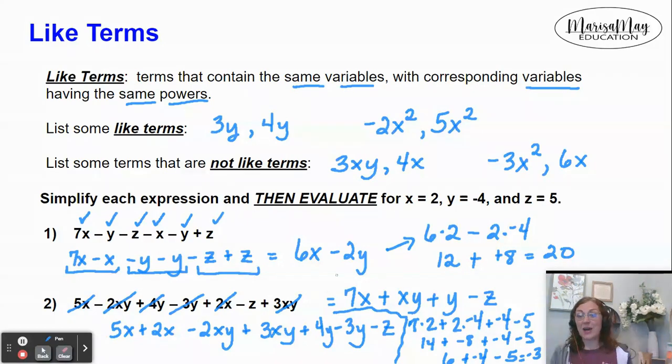And that finishes up. So remember, combining like terms, got to look for the same variable and the same exponent. And then we also worked with evaluating by substituting values in for the variable and then using our order of operations to simplify.